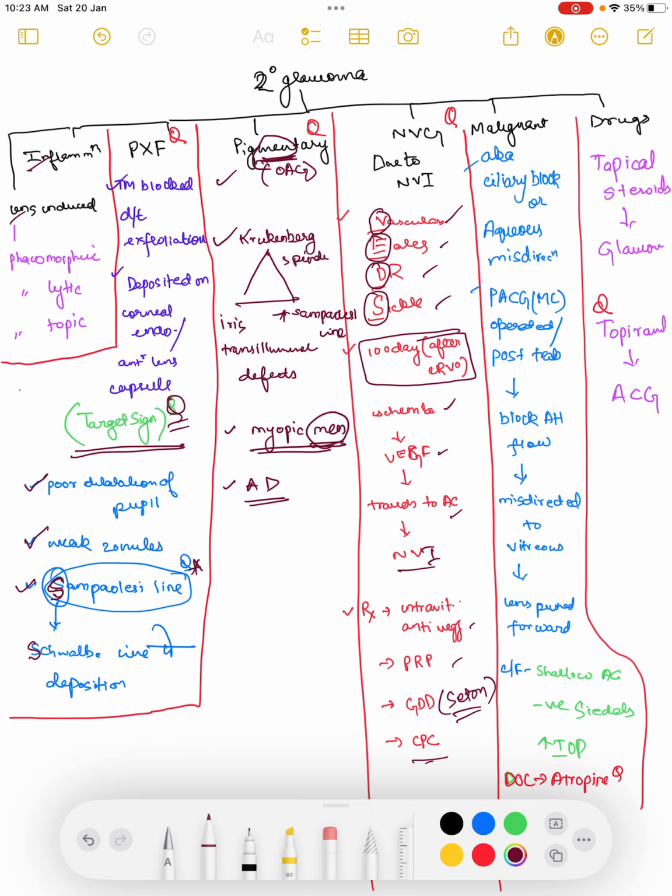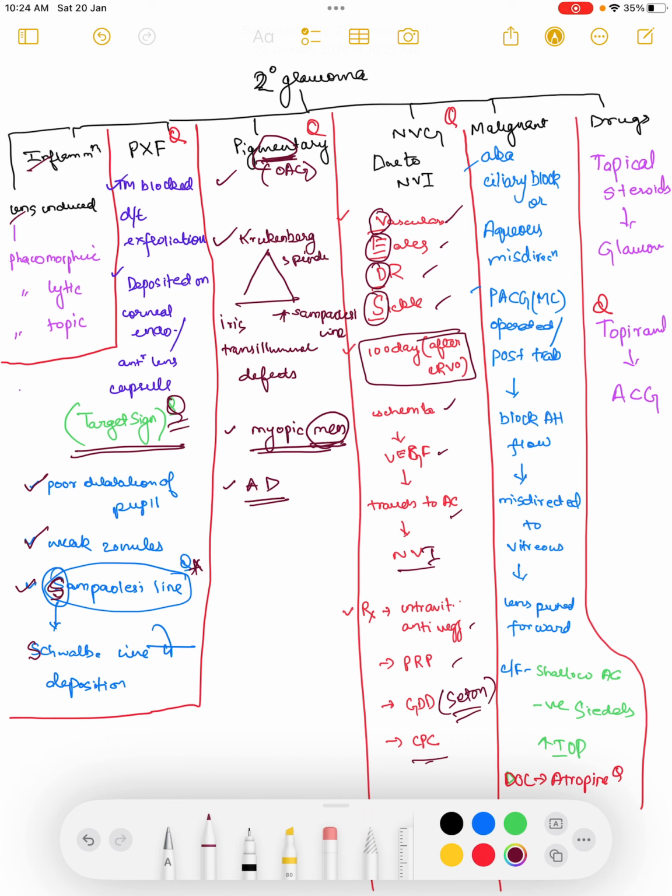cryophotocoagulation. Malignant glaucoma, also known as ciliary block glaucoma or aqueous misdirection syndrome. Misdirection. Generally, aqueous flows from the posterior chamber to the anterior chamber and is drained through the episcleral channels. But in this case, there is misdirection. The aqueous will flow from anterior chamber to the posterior chamber due to the bowing of ciliary body anteriorly, which leads to a ciliary block and leading to aqueous misdirection.